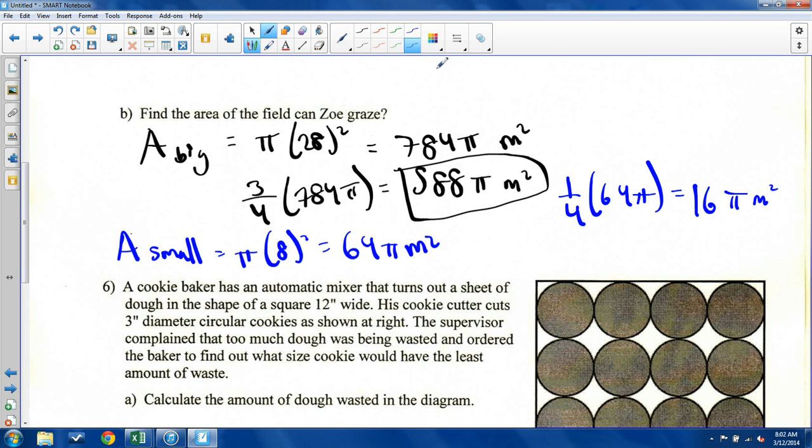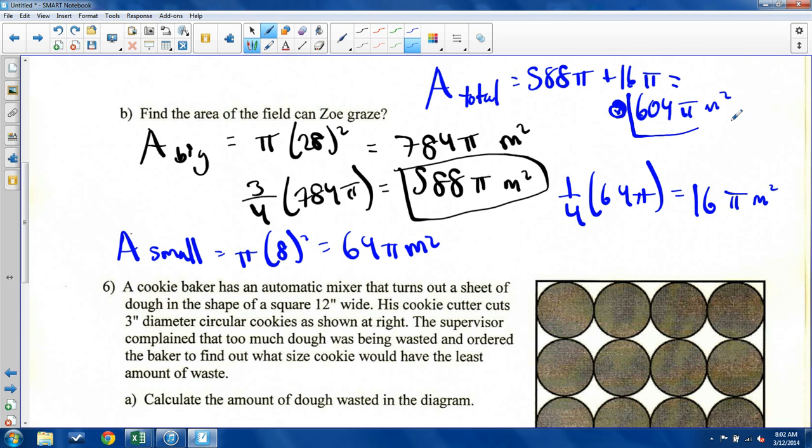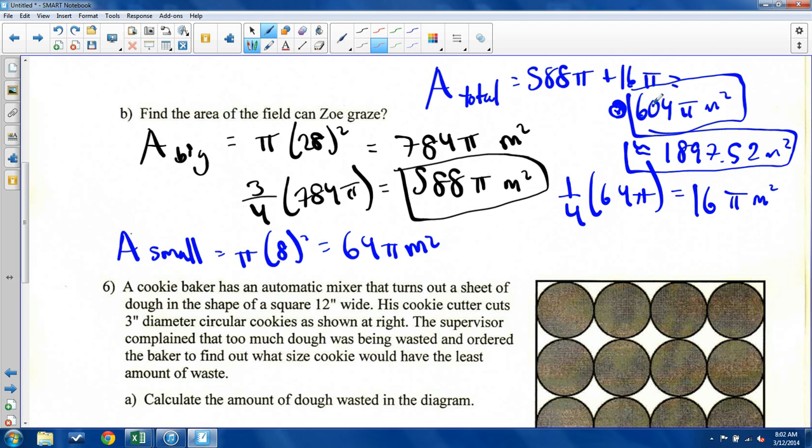So the area of what Zoe can graze in total is the addition of the two, 588 pi plus 16 pi, which is 604 pi square meters. That's the total area she can cover. That approximates to 1,897.52 square meters. So your answer's up here. I'll do it in red. The answer's up here, either the exact or approximated area.